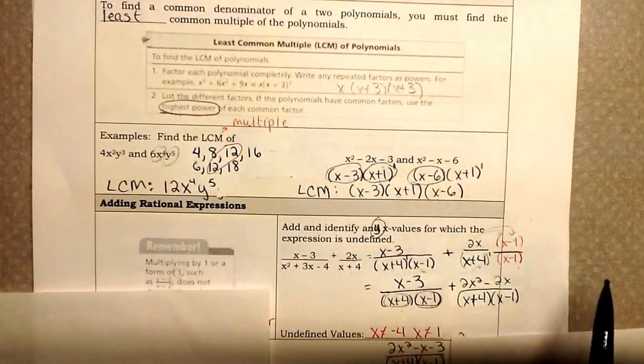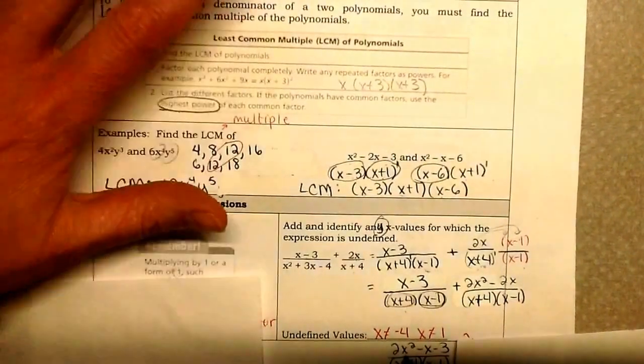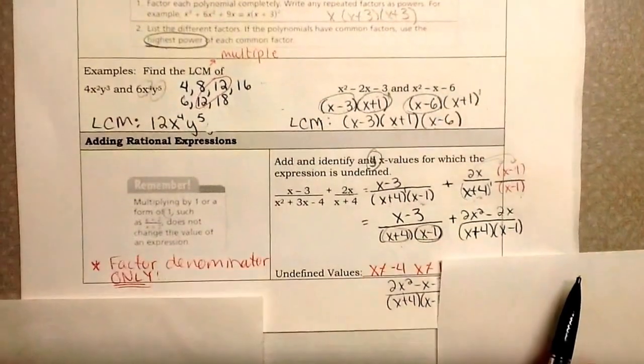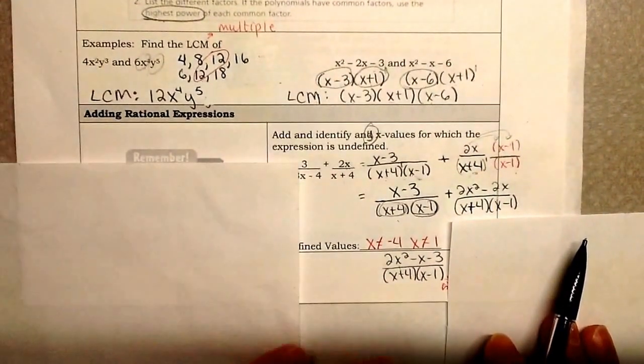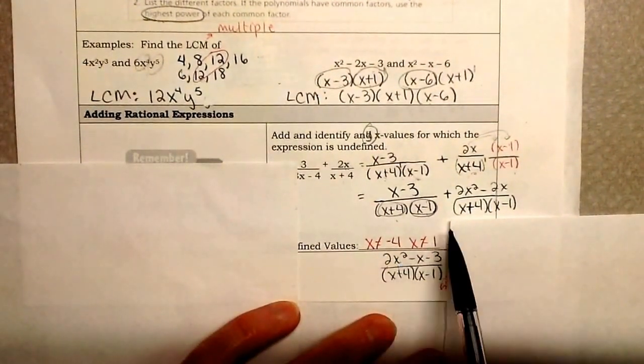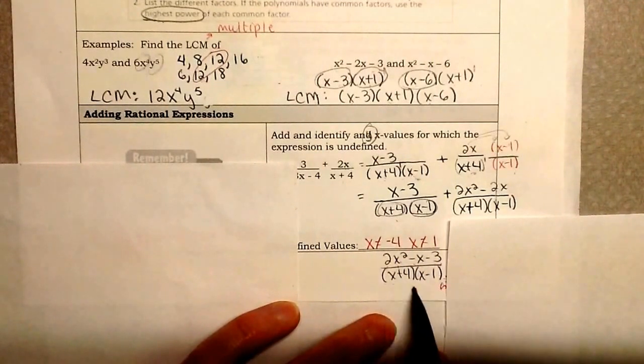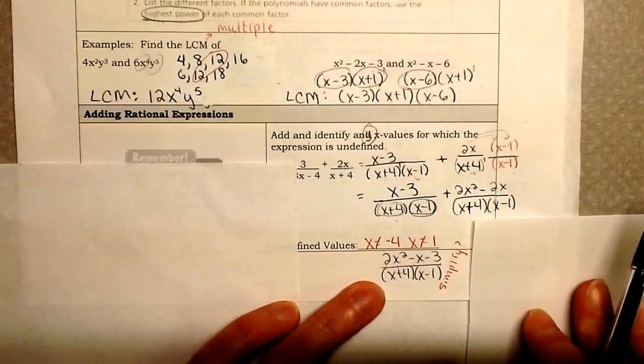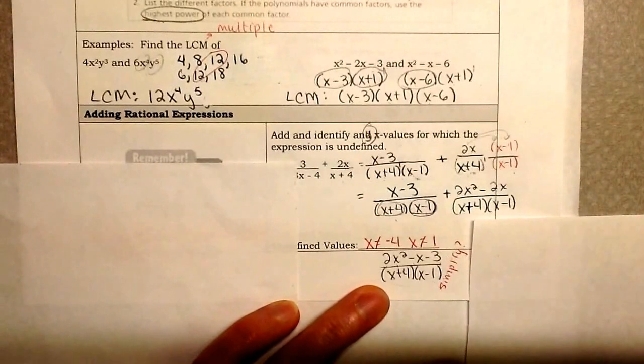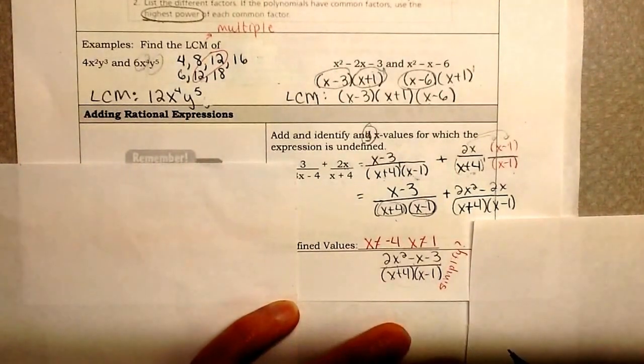Okay, so adding these together, I just wrote the problem down here. I guess I better move this up. And we have 2x squared, and then we have minus x minus 3, and that's over my denominator. Now, this turns into a problem like yesterday. Can I simplify that? Can I make that easier to read?